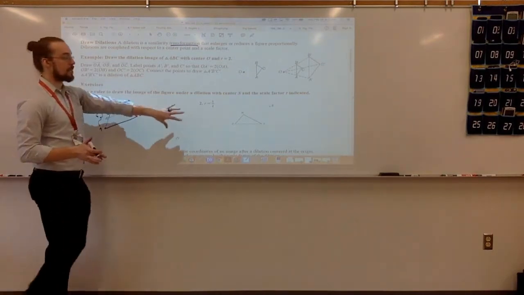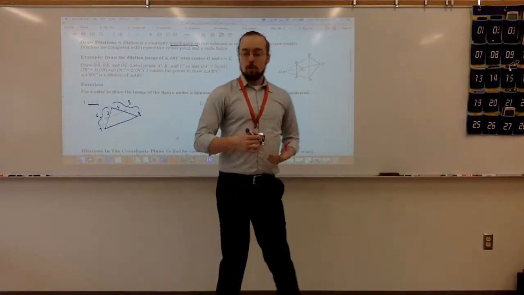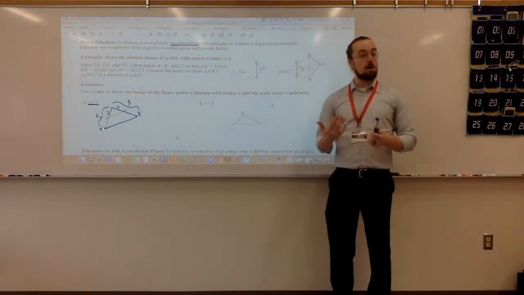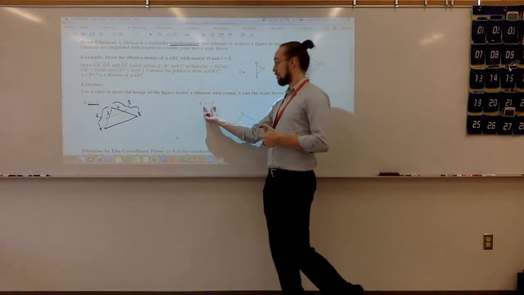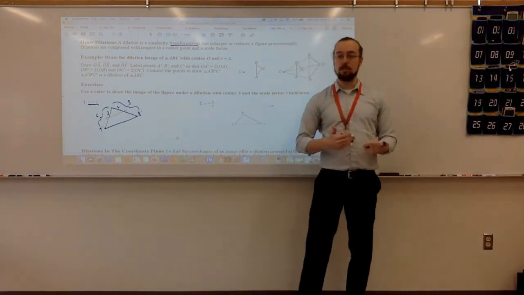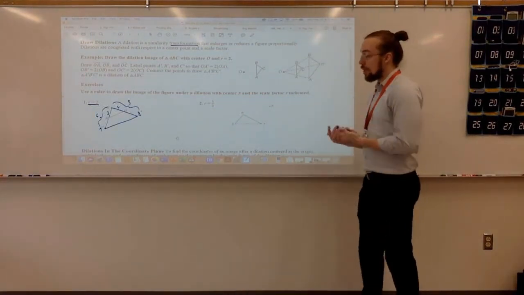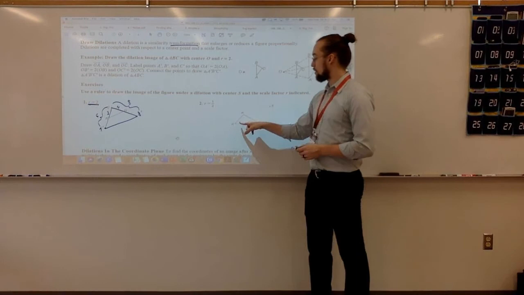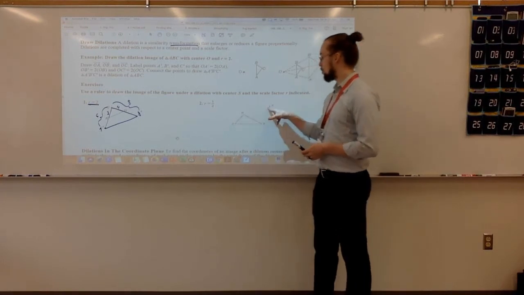Okay, so on the second example here, we want to make our figure smaller. I want to take each side and make it half the length. Right? So I'm going to do the same thing. I'm going to connect each of these coordinate points.